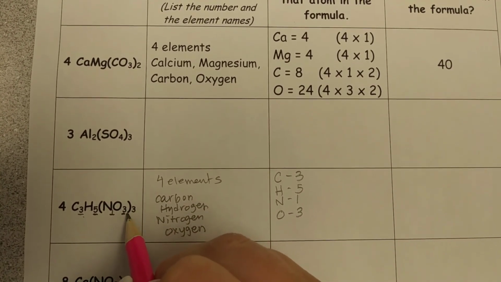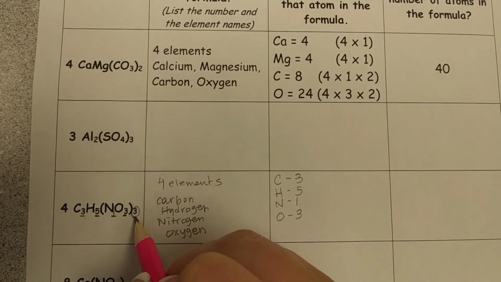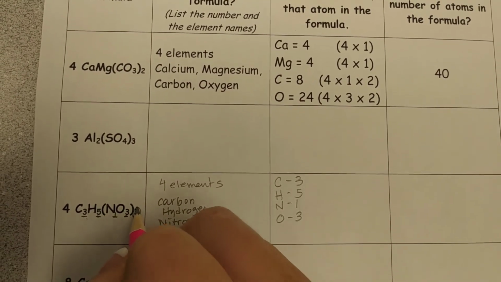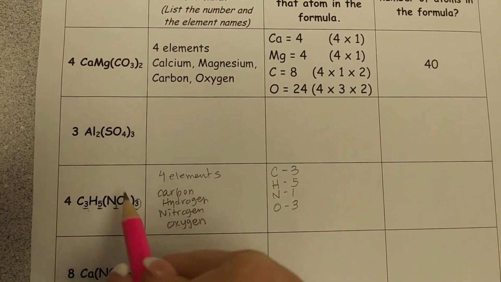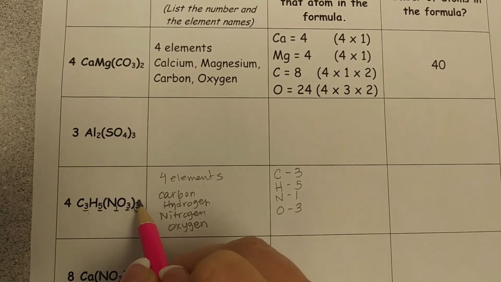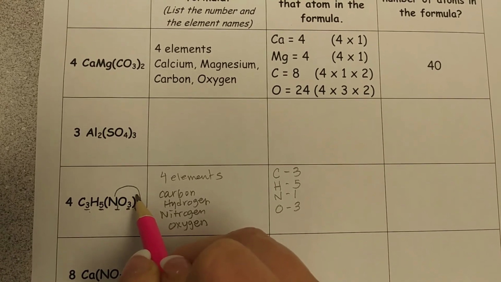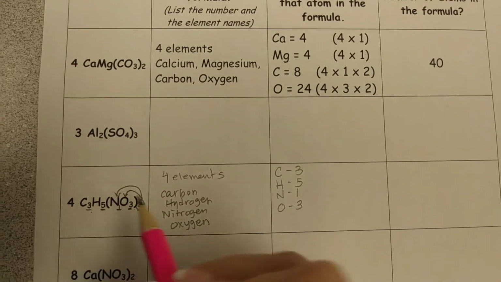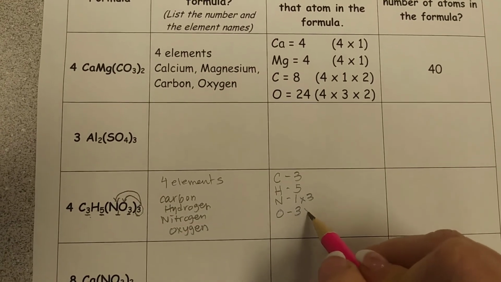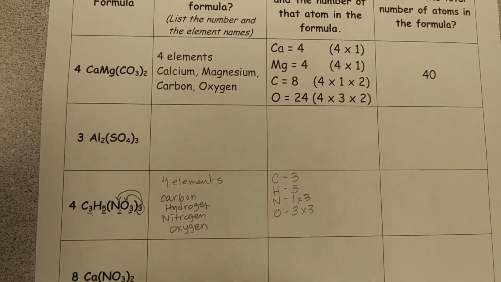Then if you have a parentheses, remember this subscript only applies or is connected to the elements that are inside the parentheses. So this 3 you are going to multiply by everything inside the parentheses only. So that means you're going to multiply this 3 times your nitrogen and then times your oxygen.